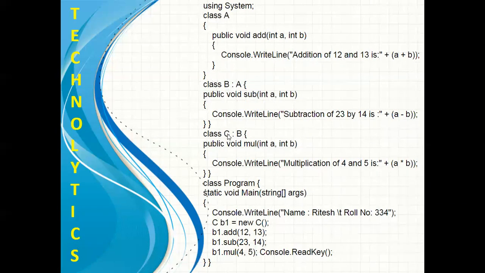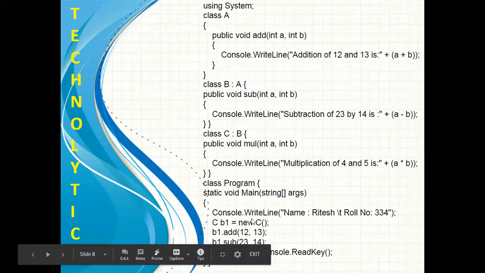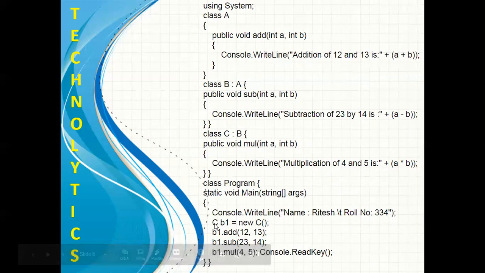Inside this class C we have defined a method MUL, that is multiplication, and it will show the multiplication of these two parameters. Here we have created one class Program just to call the main method, and here you can see the author's details are there. On the next line, we have created an object of class C. Please remember, we never created an object of class A or class B.